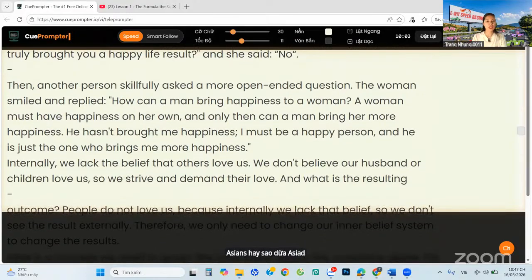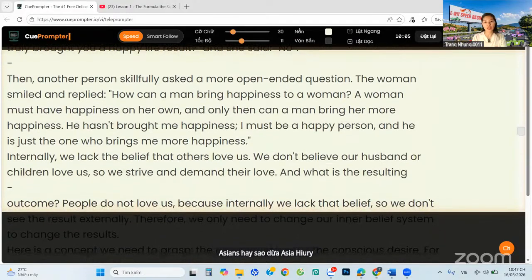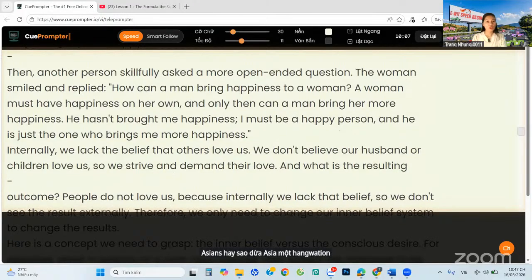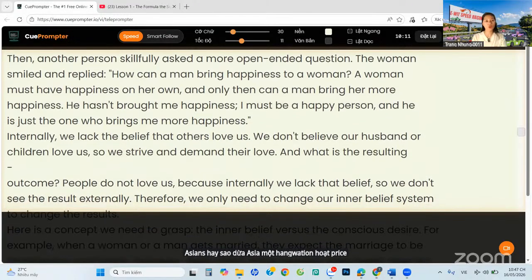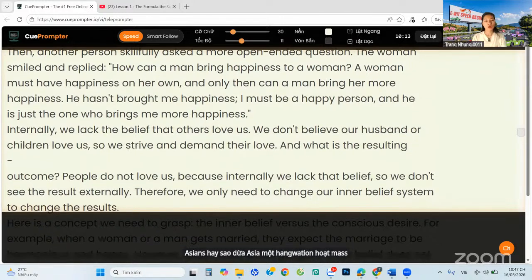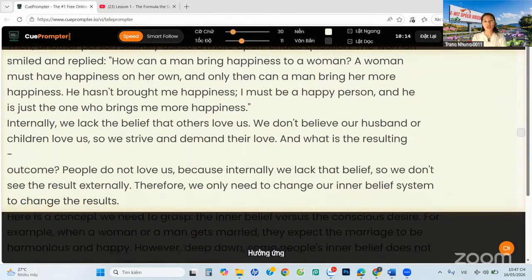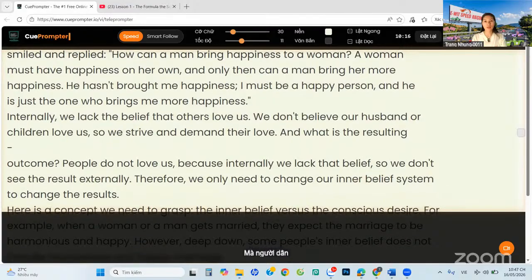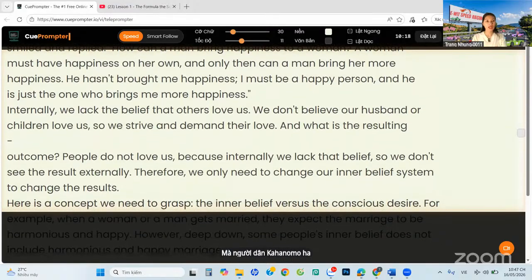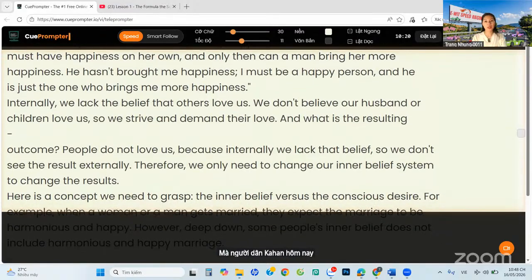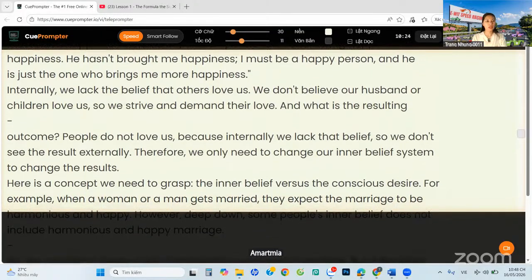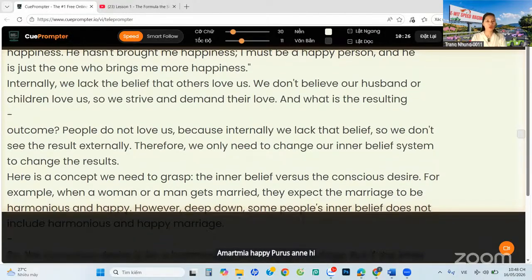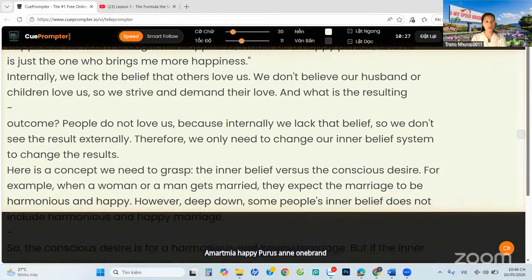Then another person skillfully asked a more open-ended question. The woman smiled and replied, how can a man bring happiness to a woman? A woman must be happy on her own, and only then can a man bring her more happiness. He hasn't brought me happiness. I must be a happy person, and he is just the one who brings me more happiness.